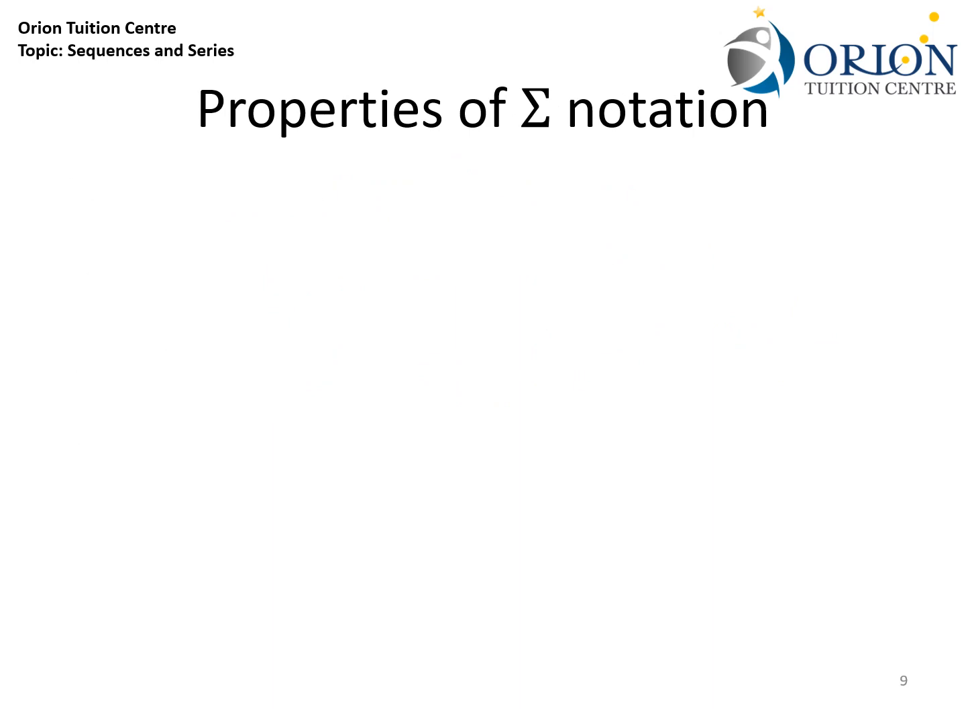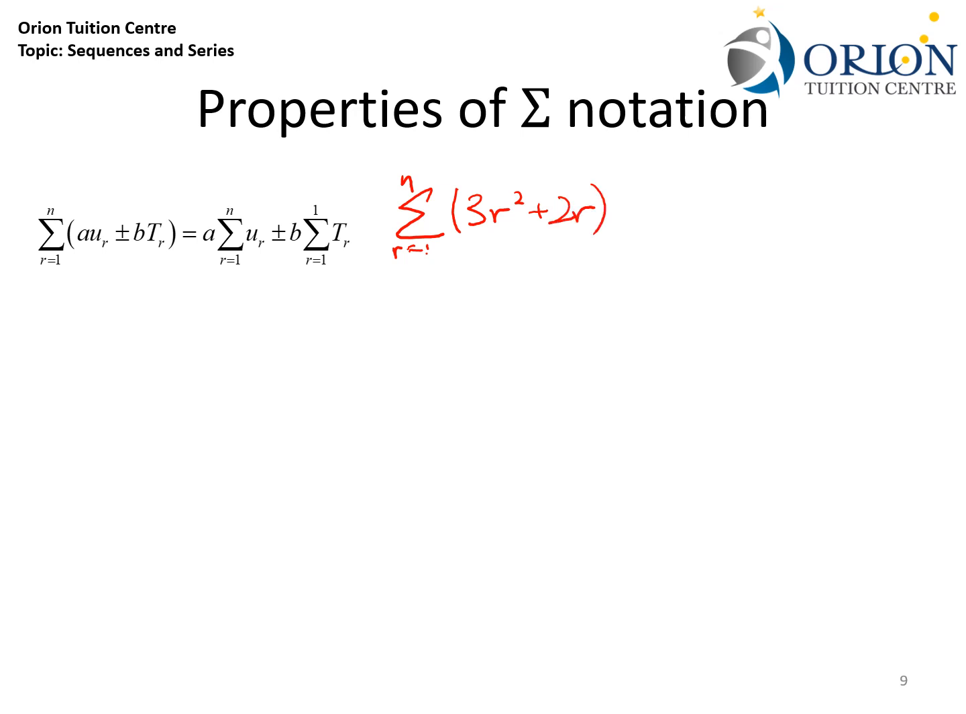Some properties of the sigma notation that we have to know are, firstly, we can split up the addition or subtraction of terms into separate summations and at the same time bring out constants from the summation. This is useful when the term to be summed contains two or three types of terms that require different formulas to evaluate. For example, we might have the sum of 3r squared plus 2r, which there is no single formula for us to evaluate.